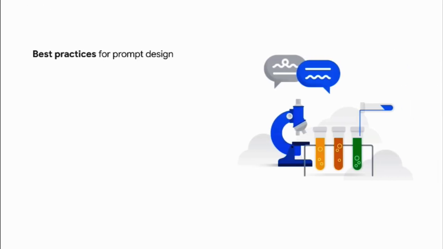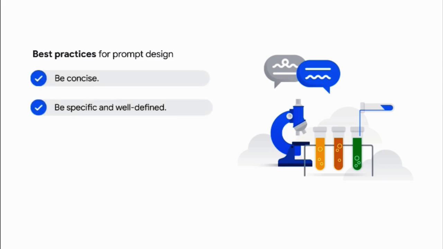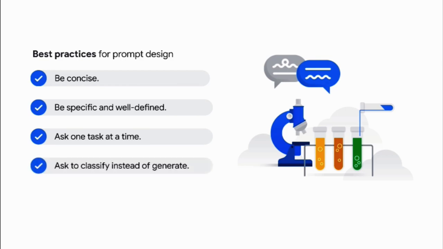Please note a few best practices around prompt design. Be concise. Be specific and well-defined. Ask one task at a time. Turn generative tasks into classification tasks. For example, instead of asking what programming language to learn, ask if Python, Java, or C is a better fit for a beginner in programming, and improve response quality by including examples.